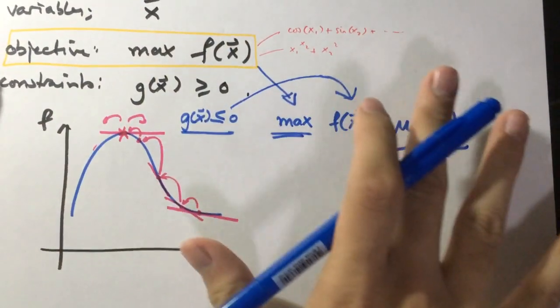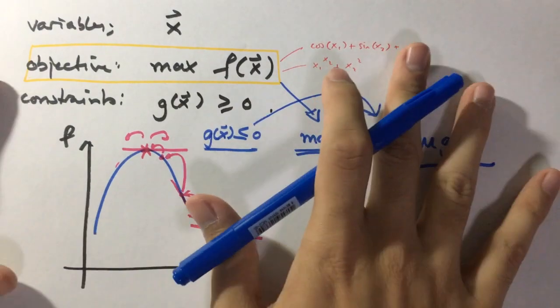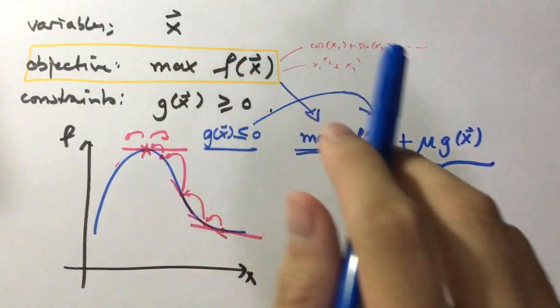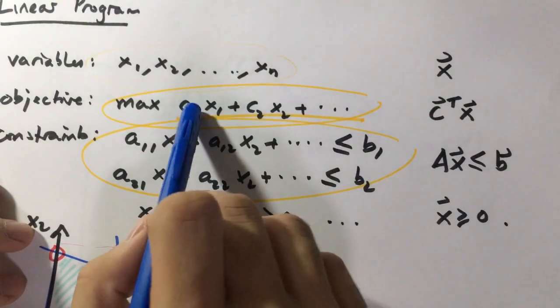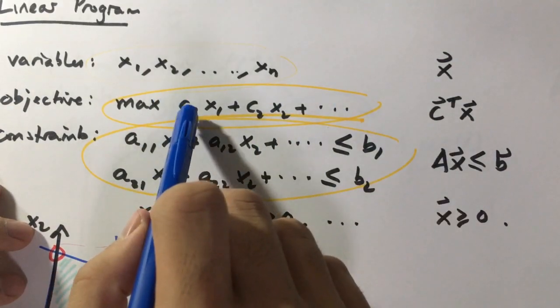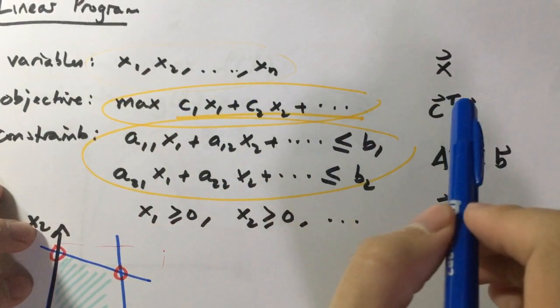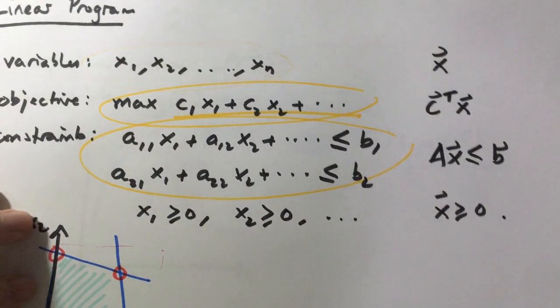But basically, this is a more general optimization problem where you're dealing with any old functions, unlike in linear programs, where you're dealing with a more specific case, where the functions all have to be linear functions or linear equations and things like that.